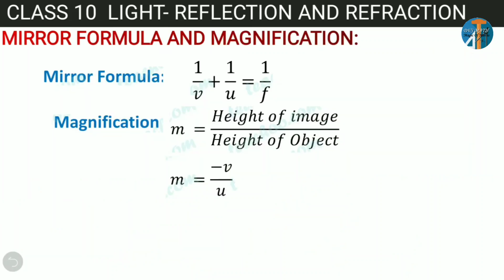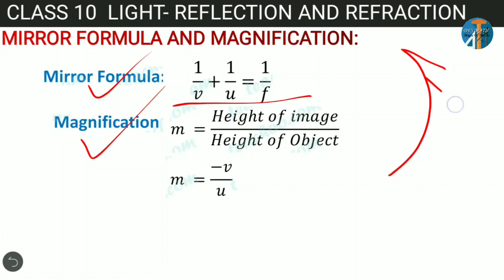Finally, if you come to the mirror, you have two formulas that you have to remember. One is the mirror formula, another one is magnification. Mirror formula means you get u, v, f here. Okay, if we understand the mirror in detail, look at this mirror here. Next, this is the principal axis.